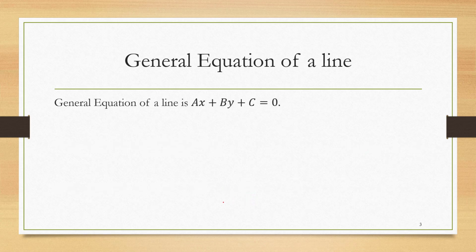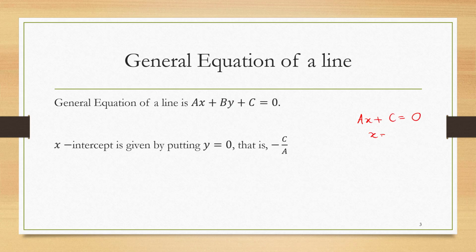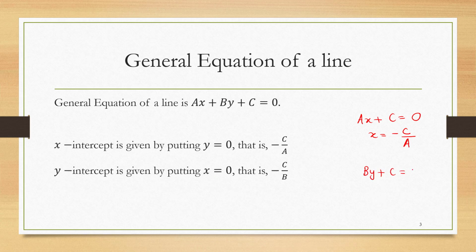Next, the equation of a line is ax plus by plus c equal to 0. Then x-intercept is given by putting y equal to 0. If you put y equal to 0 here, you will get ax plus c equal to 0, that is x is equal to minus c by a. So x-intercept is minus c upon a. Similarly, y-intercept is given by putting x equal to 0. That is by plus c equal to 0, or y is equal to minus c by b is the y-intercept.